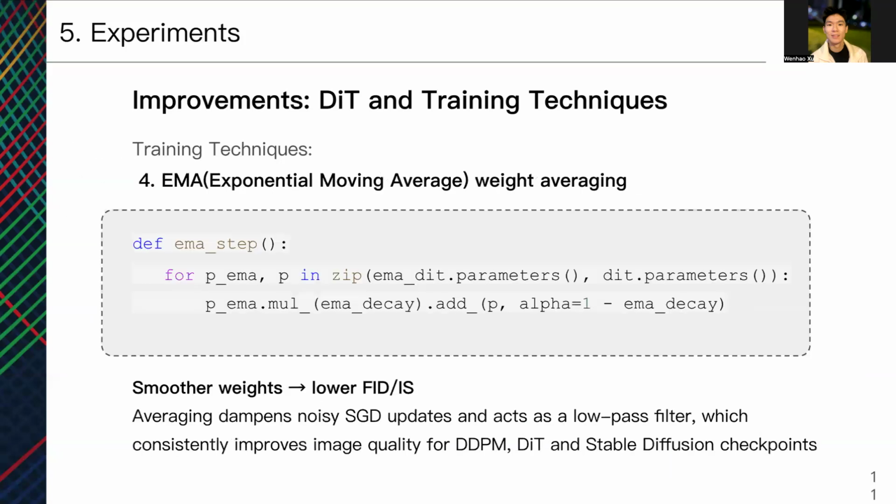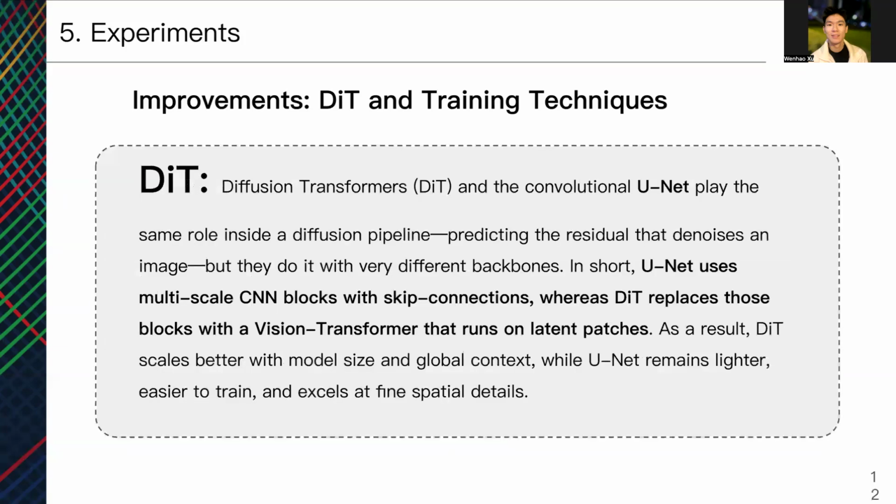And the fourth technique is EMA weight averaging. Using the smoother weights gives us a lower FID or IS, because that dampens the noisy SGD updates and acts as a low pass filter, which consistently improves the image quality for those models. So we talked so much about the DiT.